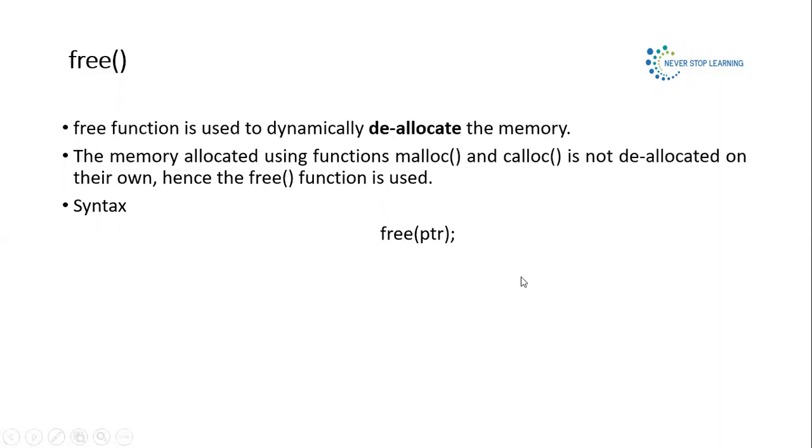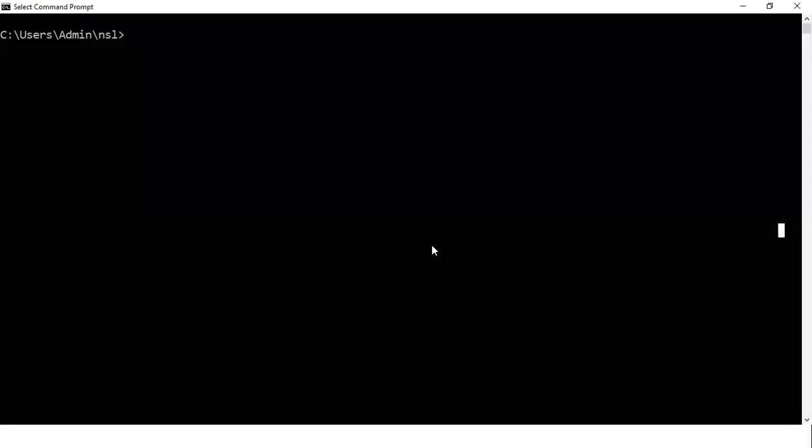And how will you call that function? You just have to call the function free, and as an argument, you pass the pointer variable which is pointing to that particular memory block, and your work is done. Now we are going to see the programs, so it will be more clear. So let me create a program, Realloc demo.